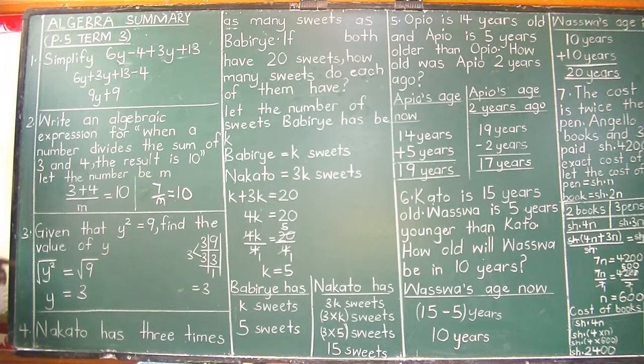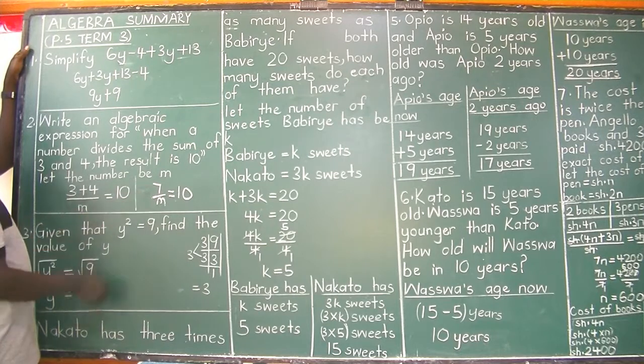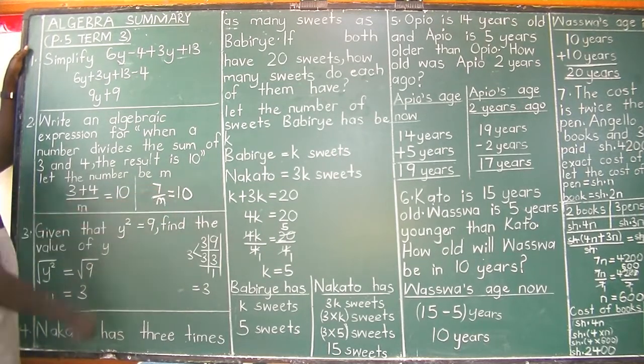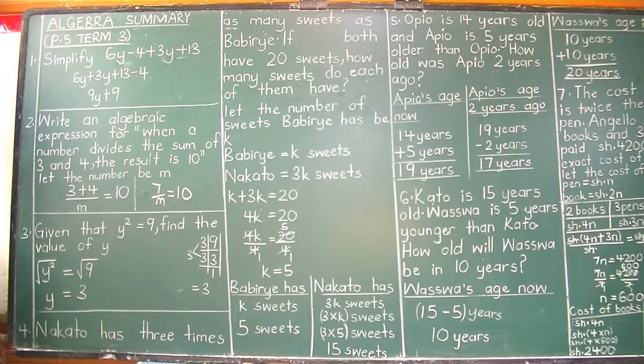And that's the answer. And nothing else. Don't solve. Please just write that expression. So a number m has divided the sum of 3 and 4, which is 7, and the result is 10. That is it, and nothing else. As we look at example number 3, given that y squared is equal to 9, find the value of y.